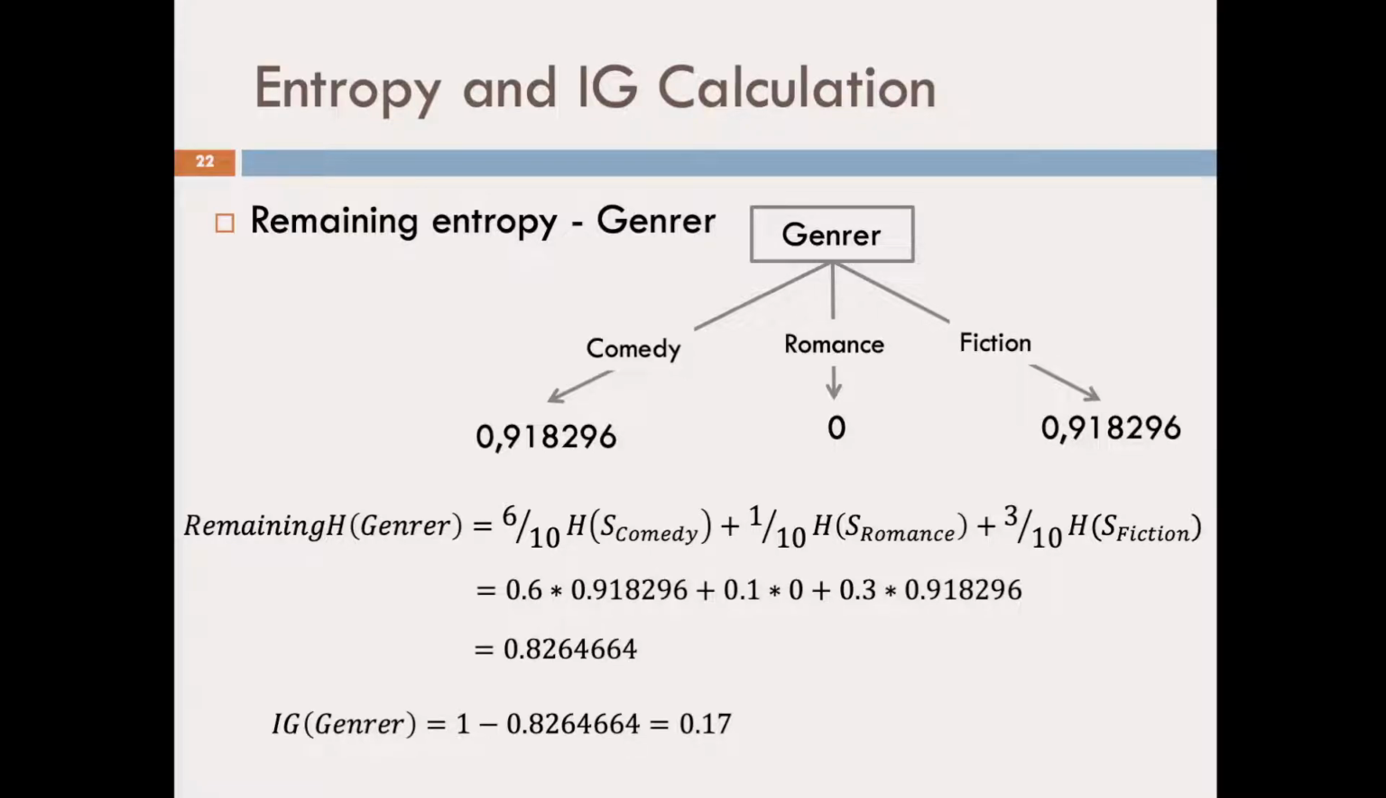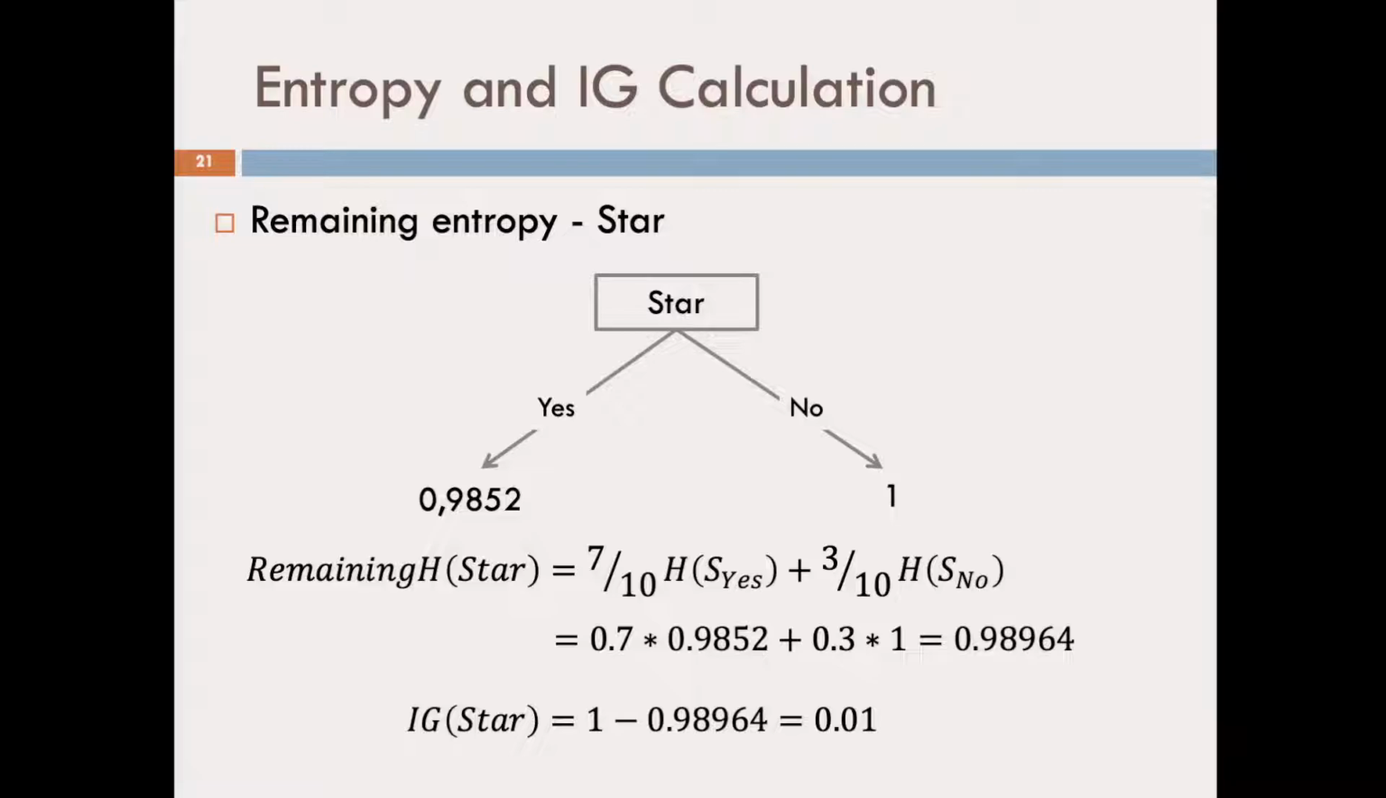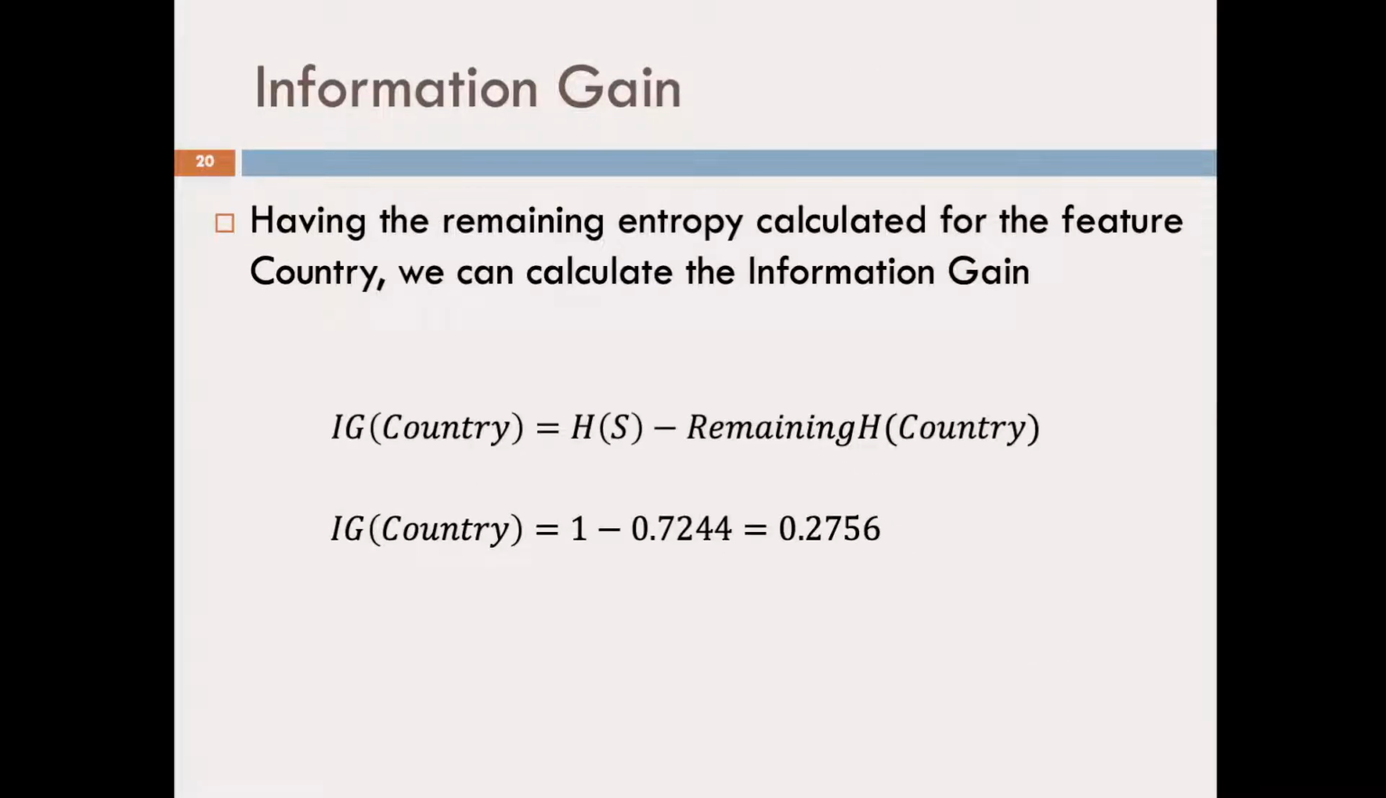So you see that information gain gives the reduction of the entropy. In this case, I am not reducing the entropy a lot. In this case, I am not reducing the entropy a lot. But in this case, I am reducing the entropy. Okay? See?